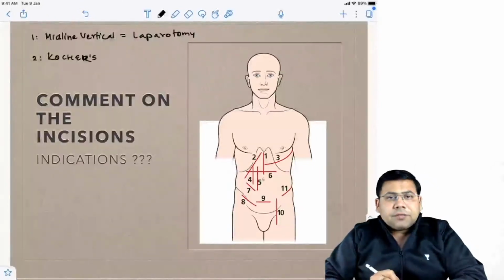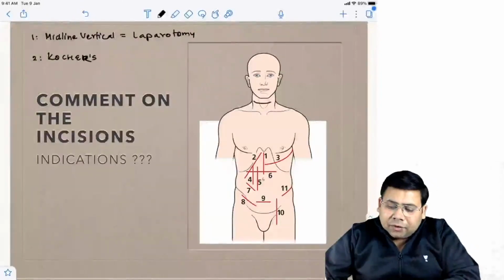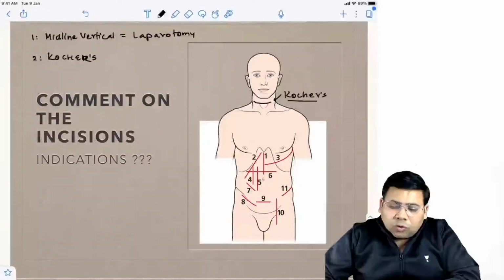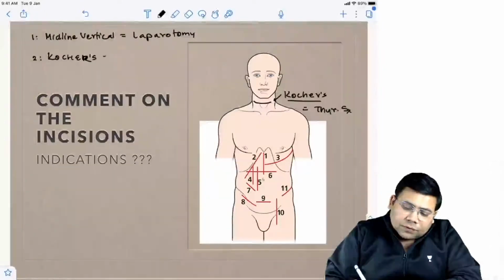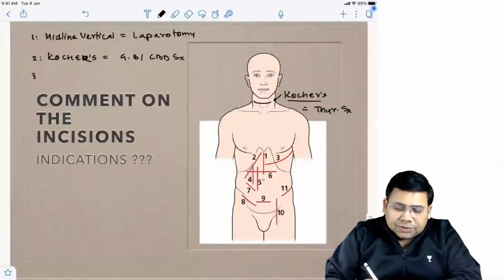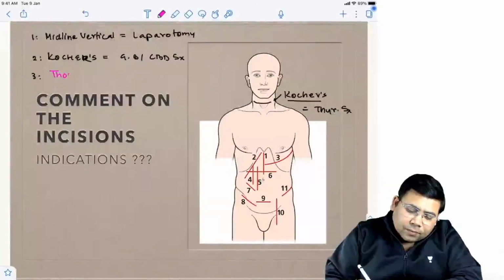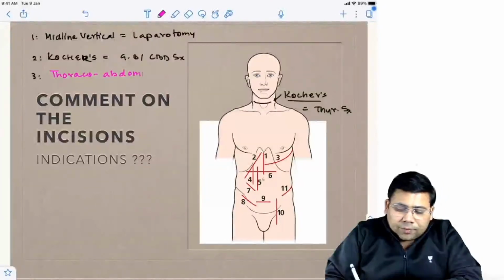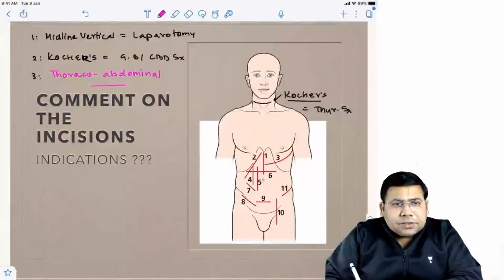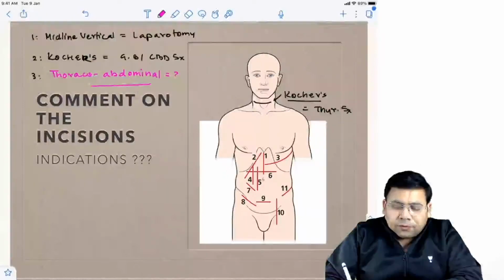We make Kocher's incision in the neck also. Here also we make Kocher's. So there are 2 Kochers. One is for thyroid surgery and one Kocher's is for gallbladder and CBD surgeries. The third incision that you have is thoracoabdominal.